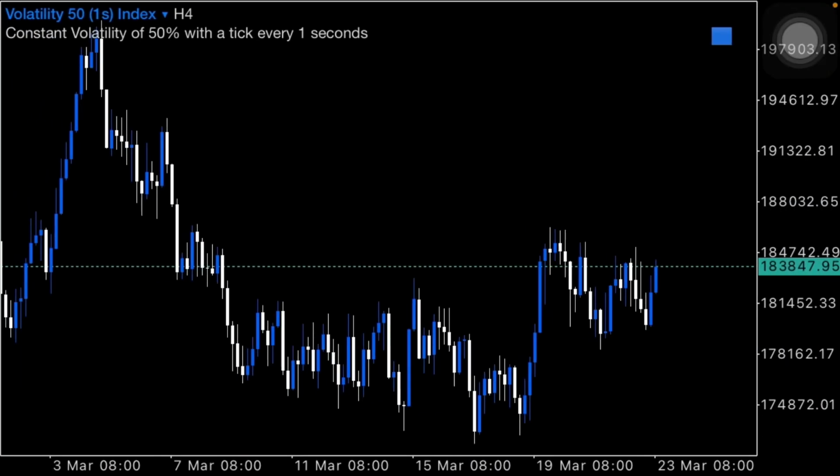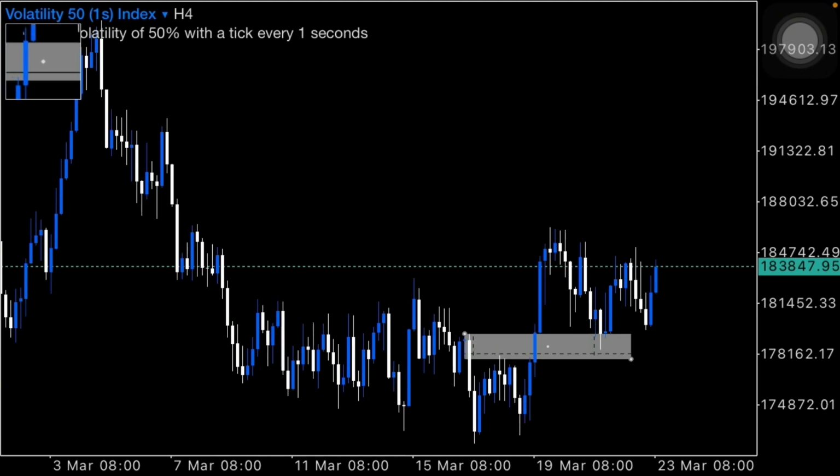So I'll pull out my rectangle too, like this, and mark this breaker block here.